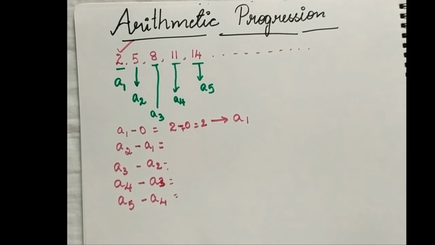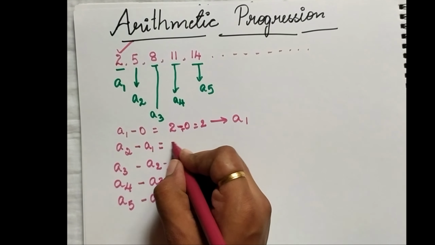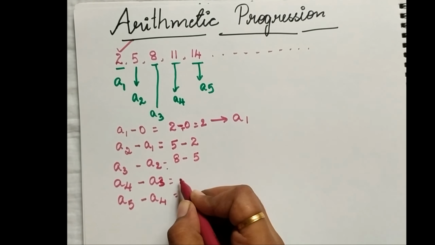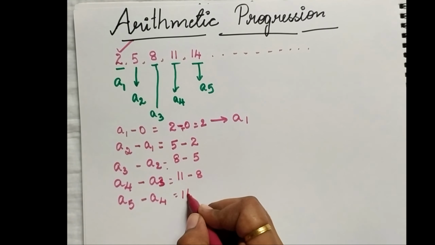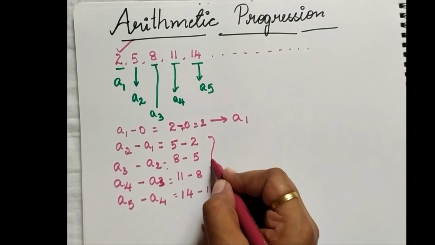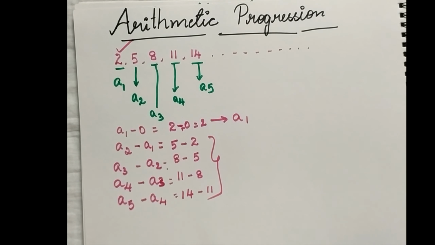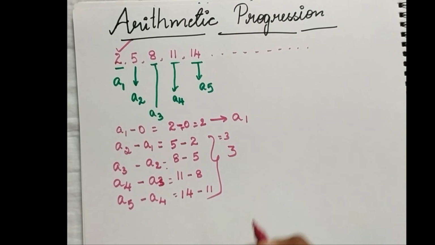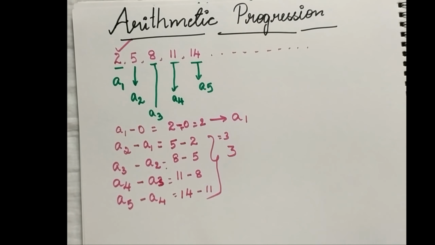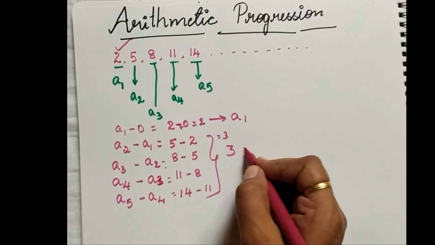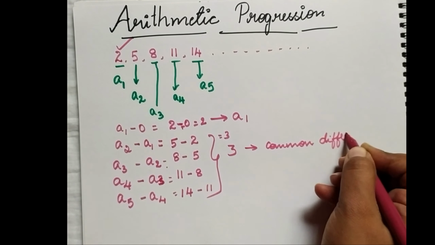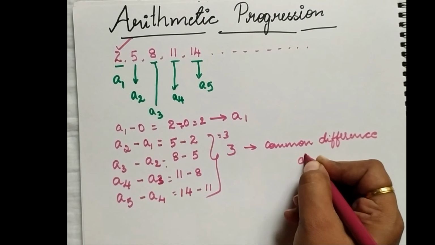Next, A2, 5 minus A1 is 3. 8 minus 5, 11 minus 8, 14 minus 11. When I find the difference of all these, what will be the difference? Yes, 3. Each one has a difference of 3. This is the common difference between each number, and I represent it as D.